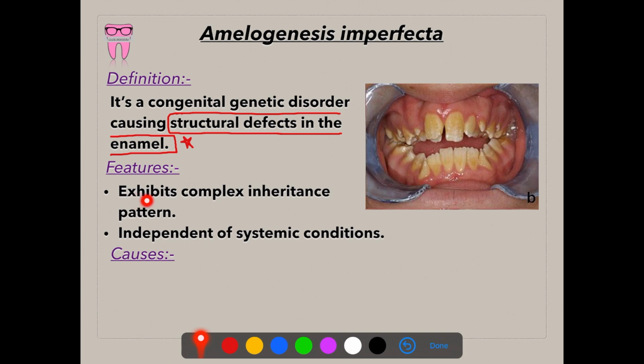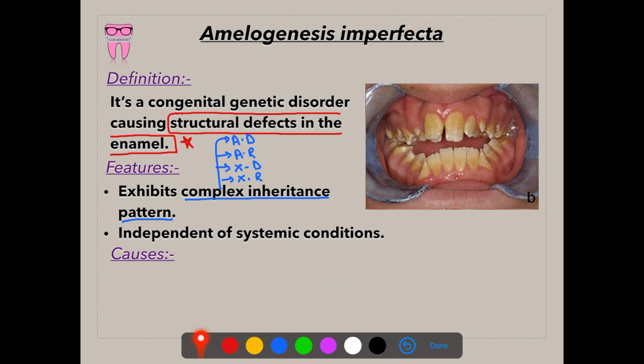The first is that it exhibits complex inheritance pattern. Now, what do you understand by the term complex inheritance pattern? You might have heard of many genetic disorders which possess a single inheritance pattern. Either they are autosomal dominant type, autosomal recessive type, X-linked dominant type, X-linked recessive type, or Y-linked dominant type. Amelogenesis imperfecta is that genetic disorder which can exhibit either of these forms, either in autosomal dominant type, autosomal recessive type, X-linked dominant type, and X-linked recessive type.